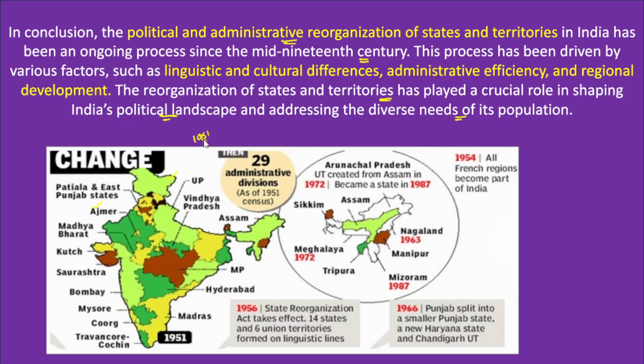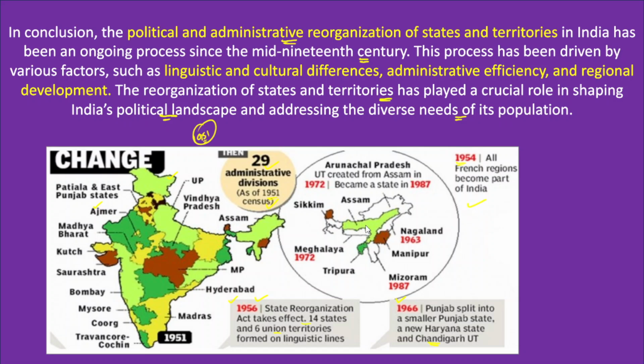In 1951, there were around 29 administrative divisions, as per the 1951 census. However, in the year 1956, the States Reorganization Act took effect, and 14 states and 6 union territories were formed. In 1966, Punjab was split into Haryana and Punjab. Chandigarh was a common capital and union territory for both the states. Similarly, in 1954, all French regions which were part of India, for example Puducherry, became part of India.